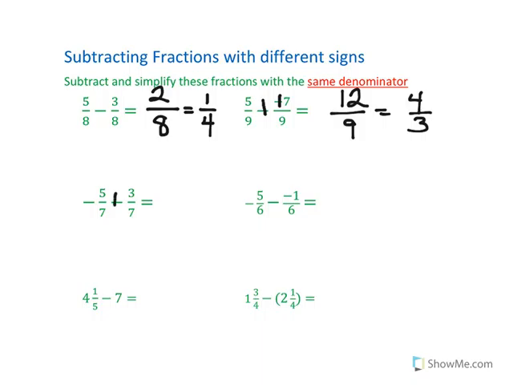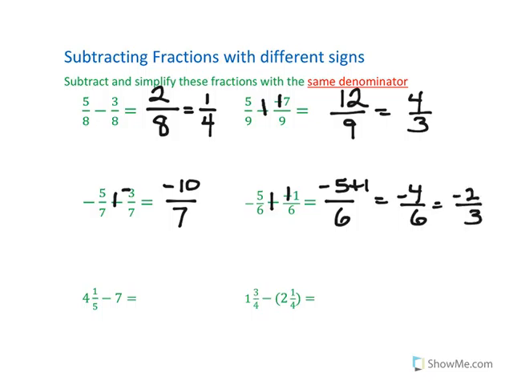And here we're going to add the opposite. So what we have, 7 is the denominator, a -5 and a -3, and that's -10. Add the opposite. Keep the denominator the same. So we have -5 plus 1, which is -4/6, which is -2/3. Now here we don't have the same denominator, but we can make it so we have the same denominator.